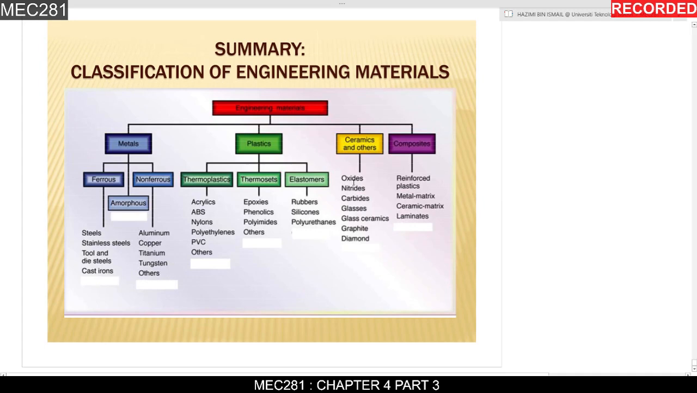Engineering materials, the main materials are metal, plastic, ceramics, and composite. So what we have learned in this video is about the composite. In the previous video we learned about the ceramics, and in the first video we learned about the metal.